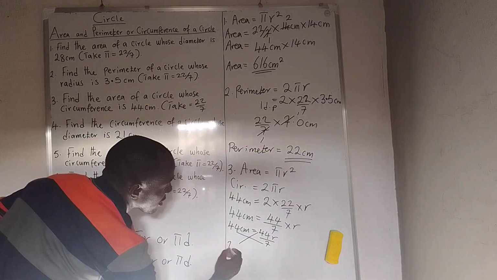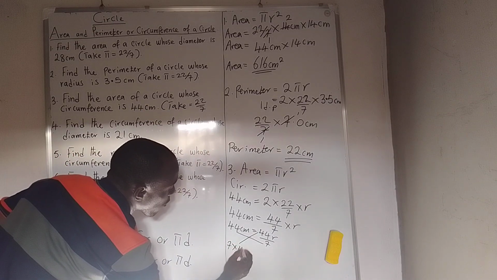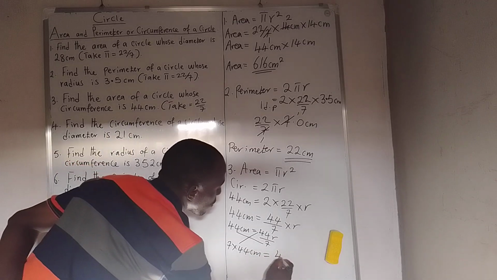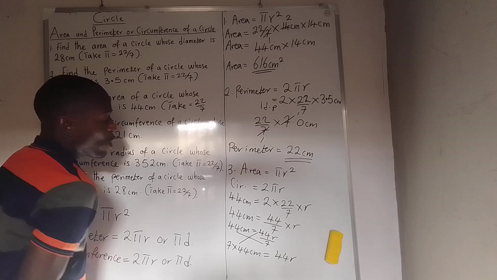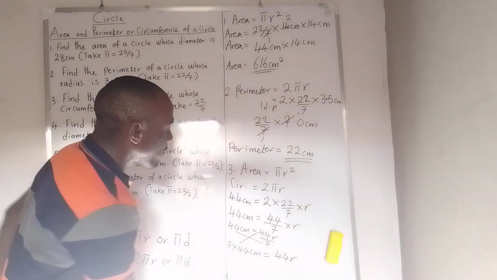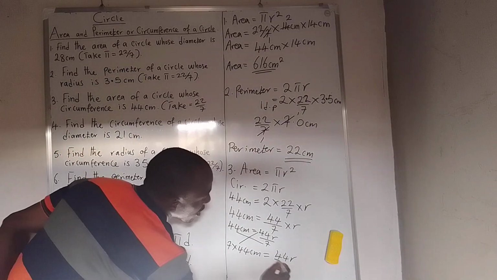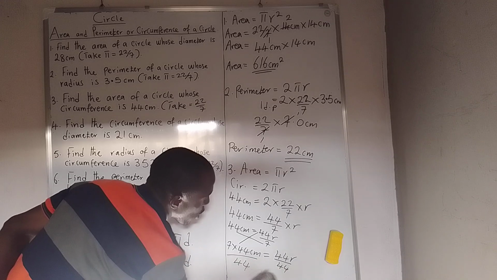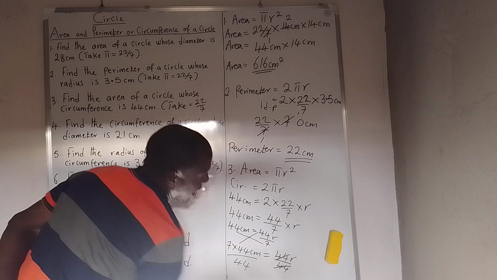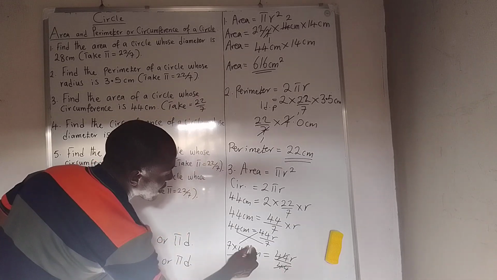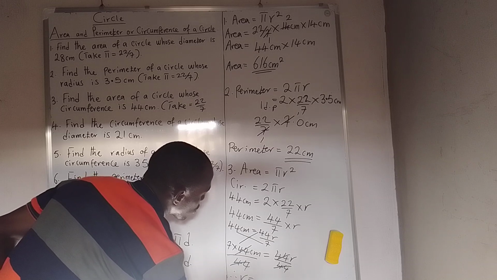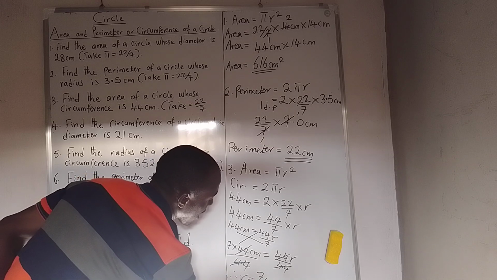Now we have 7 multiplied by 44 centimeter is equal to 44r. Since we are looking for r, we divide both sides by 44. Here divide by 44, this divide by 44, and we are left with r here. So 44 can cancel this. Therefore, our radius is equal to 7 centimeter.